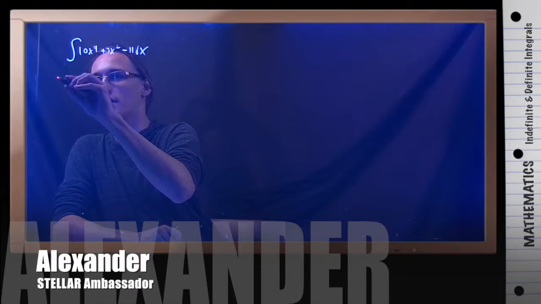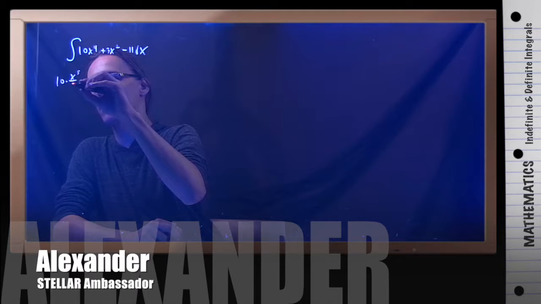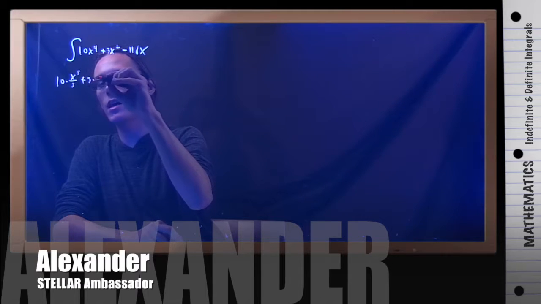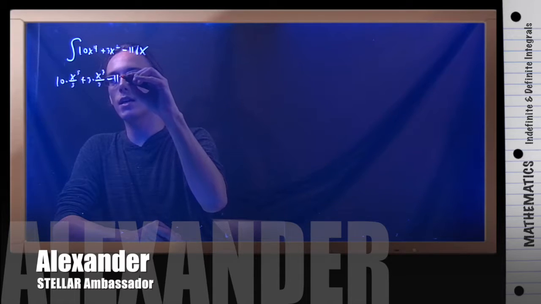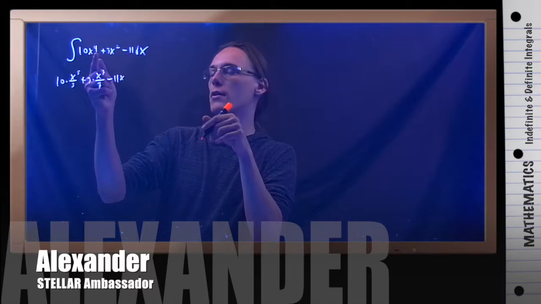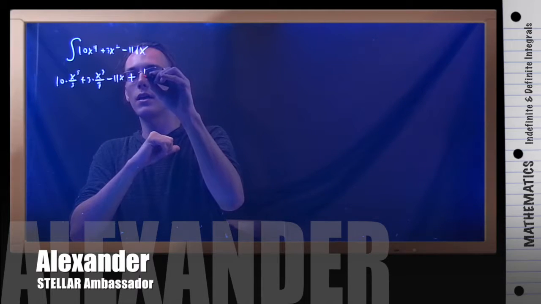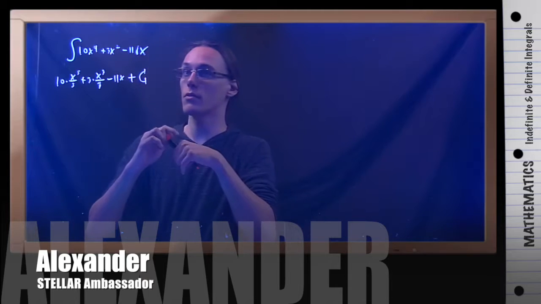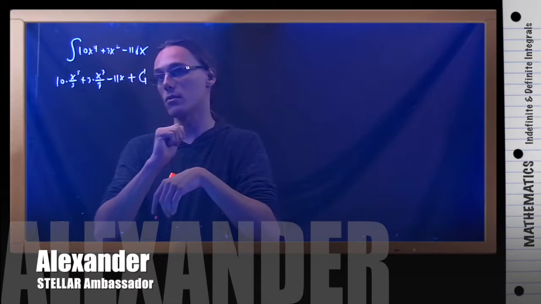The integral here, 10 times x to the 5th over 5 plus 3 times x to the 3rd over 3 minus 11 times x. So this is all just using the power rule, where you increase the power on your variable and divide by that new power. And remember, always put plus c, because when we take the derivative, any constant's going to cancel out. So we never know what it is for sure and have to put plus c with your integrals.